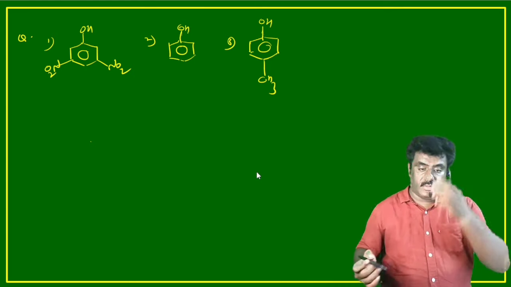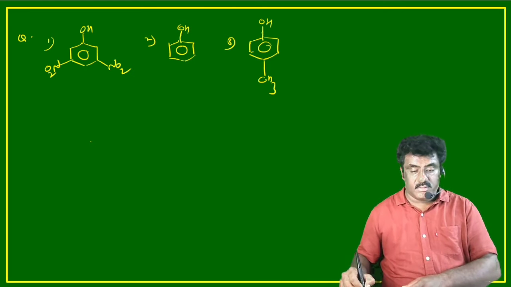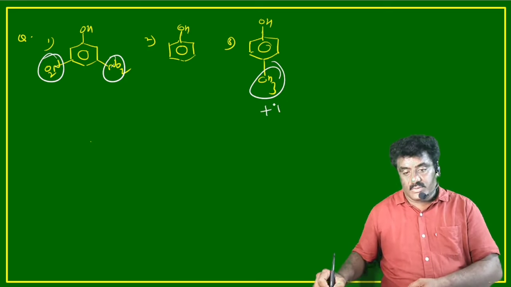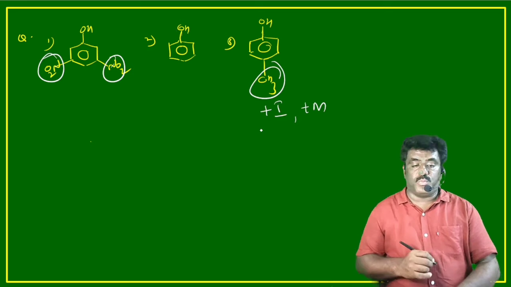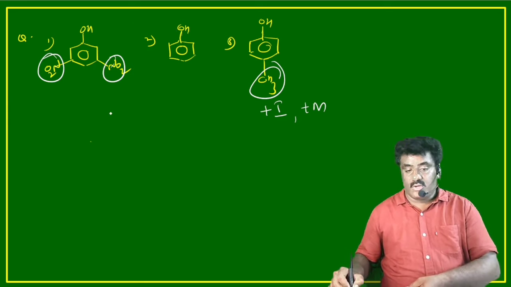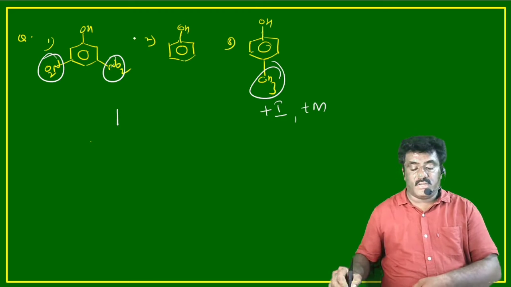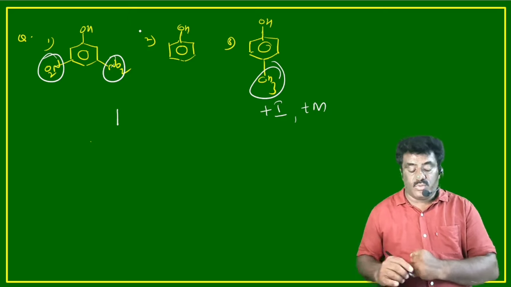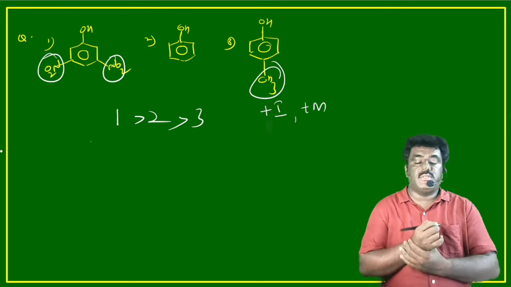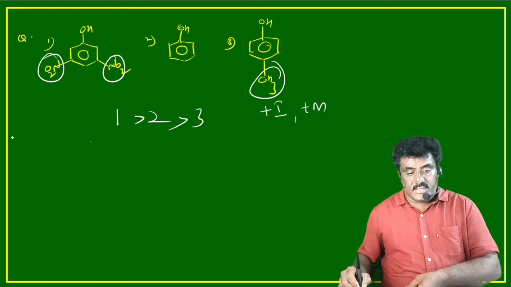Next question. See, it has 2 NO2 groups. Here there is no group. It is a positive inductive and positive mesomeric effect group. NO2 is an electron withdrawing group, which is most obviously the first one. After that, it has no groups. There is no donating group, there is no withdrawing group. So after that, positive inductive effect, it decreases. 1 is greater than 2 is greater than 3. This is the acidic strength.